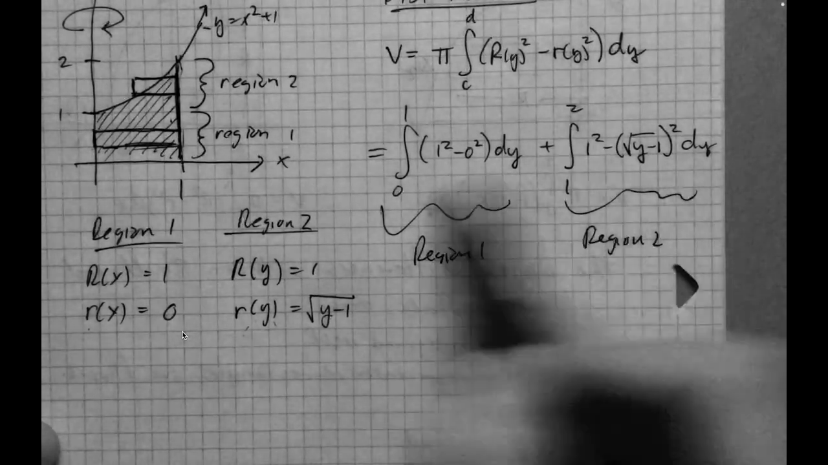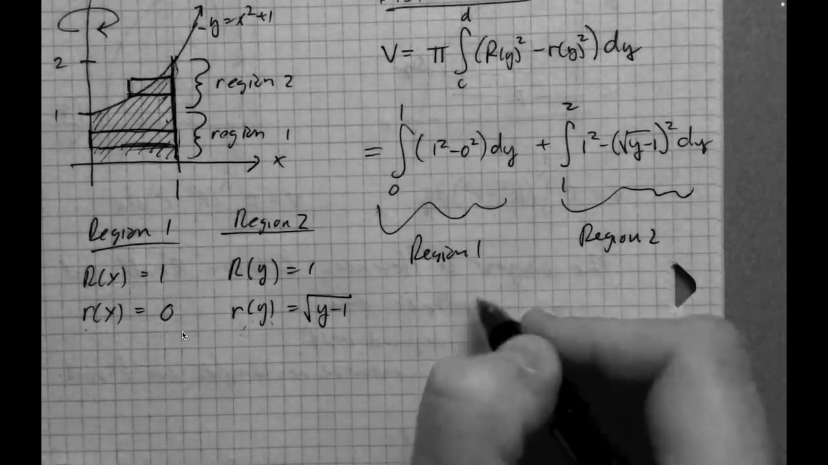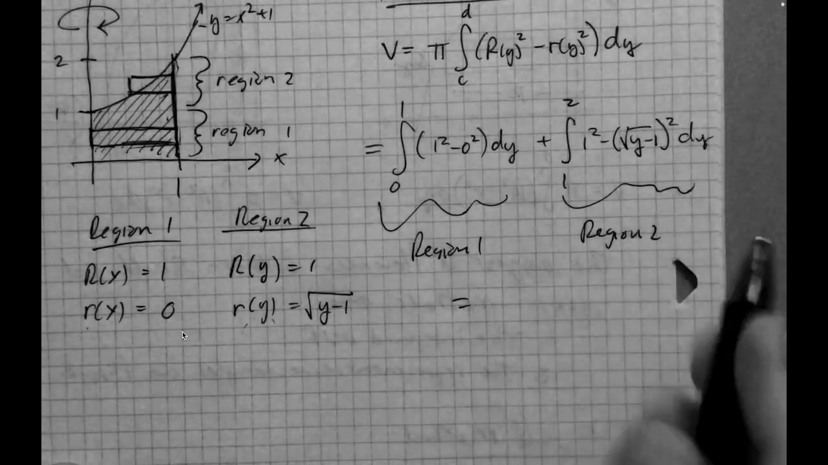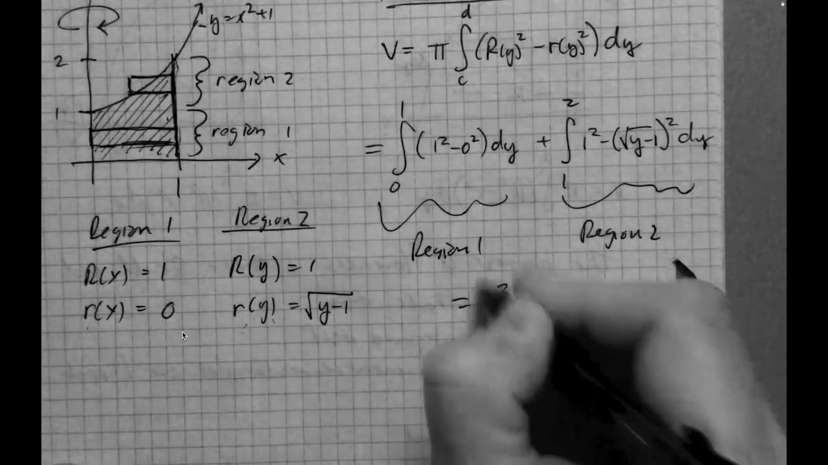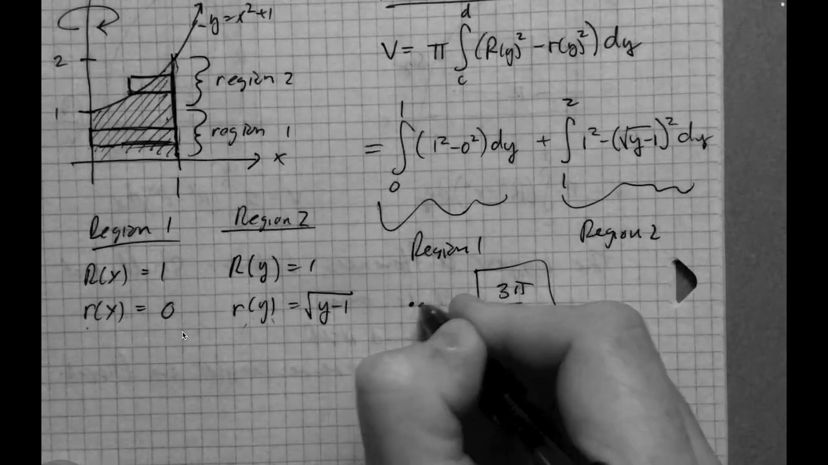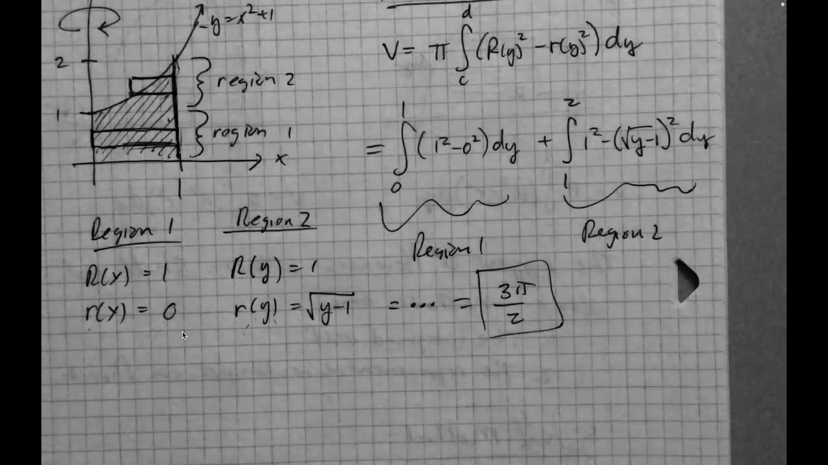Okay, and so we did the calculation, and you can jump back to the prior video to see that. But basically, these integrals are straightforward, and when you run the numbers, you get 3 pi over 2. Right, but you got to run the numbers.